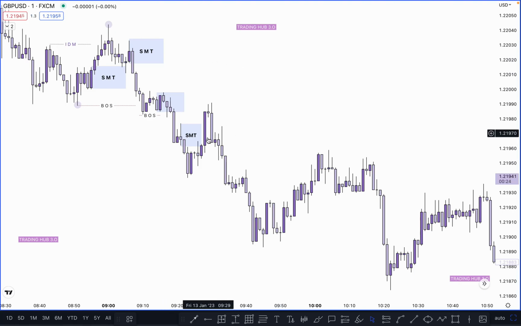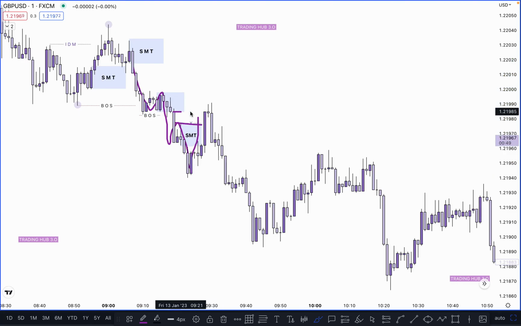So in this case, where is our inducement? This one is our first pullback here, which must be taken out, because this is our first pullback, as we have discussed in the marking structure map. The market must take out the first pullback here at this point, but the market did not take out this high, and the market created a new pullback at this point. So finally the market took out this high.